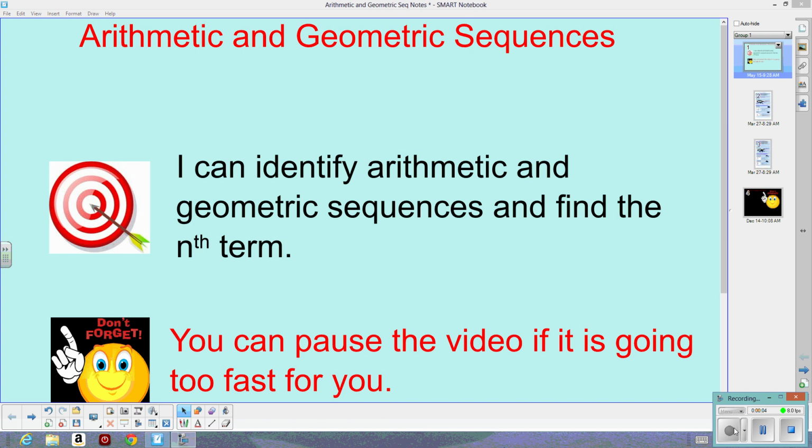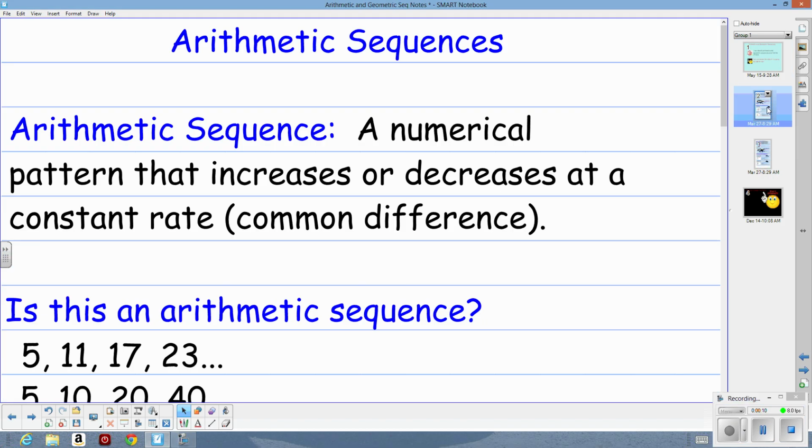In this lesson, you will identify arithmetic and geometric sequences, and you will also find the nth term. An arithmetic sequence, remember, is a numerical pattern that increases or decreases at a constant rate, called the common difference.